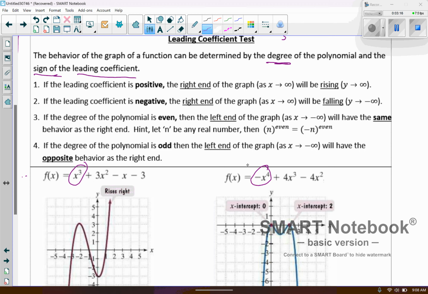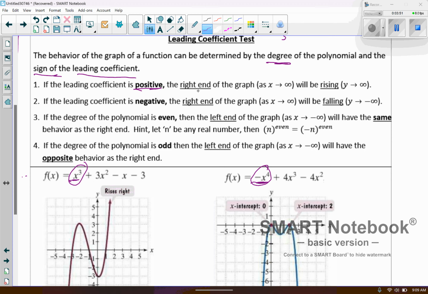It's kind of in control, because whenever you plug numbers in, that's going to be the biggest number that comes back, since it's got the highest power. If I plug in 10 or negative 10, sure, you get some other values behind it, but this one's always going to be the biggest value returned. So it's kind of in control. If the leading coefficient is positive, that's the value in front, this one's positive, but this one is negative over here on my second example.